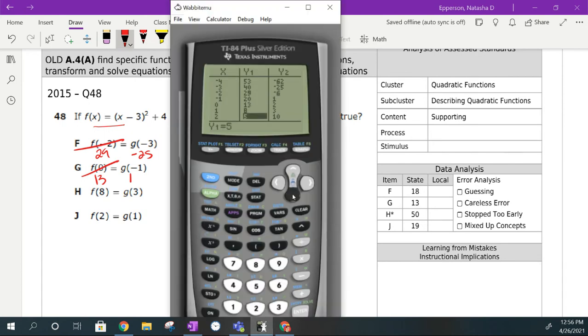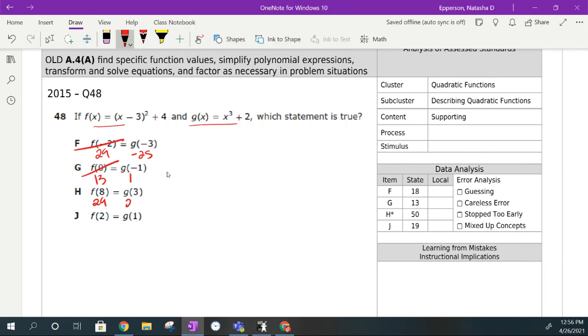Now let's look at f of 8. When f of 8, that gives me 29. When we have g of 3, I'm looking at the y2, that also gives me 29. So that is my answer. Let's check exactly what this means. This means f of 8 is going to be equal to 8 minus 3 squared, which is going to give me 5. 8 minus 3 is going to give me 5 squared. Oh, we forgot the plus 4, which gives me 25, plus 4, which gives me 29.